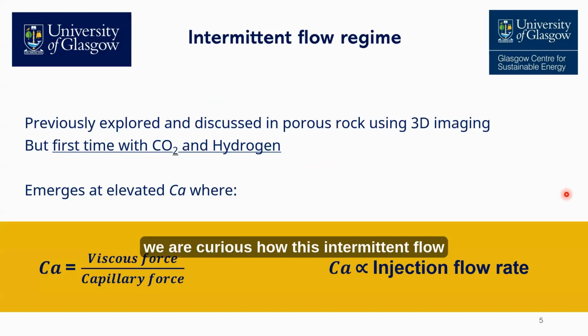In our case, we are curious how this intermittent flow regime can impact the integrity of applications like CO2 storage underground or hydrogen storage underground. As I said, this intermittent flow regime occurs at relatively high velocities. So first, we need to define a measure like capillary number. This capillary number is nothing but the ratio of viscous force to capillary force, and it's proportional to the flow rate. So the higher the capillary number, the higher the injection flow rate.